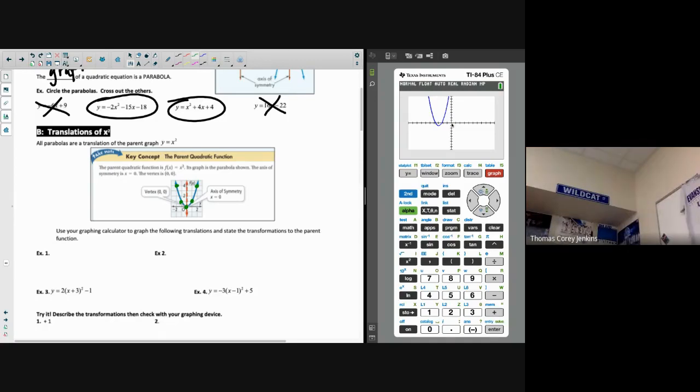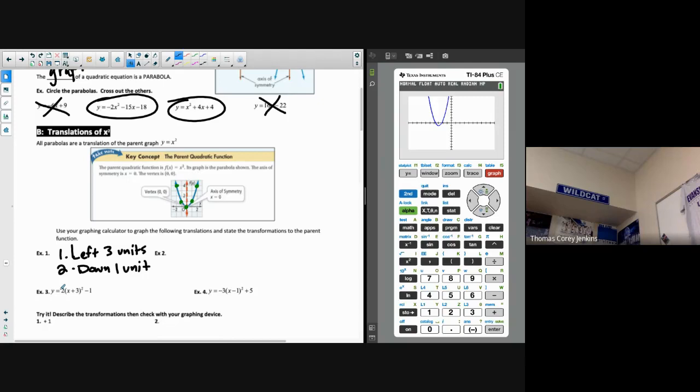So from the parent function, one thing you always look at is where's your vertex. Looks like my vertex is at -3, -1. So we'll start with the easy stuff. The -3 part moved us left 3. Think about what did that, right? The +3 in parentheses. We've heard this before. The -1 outside parentheses is what moved us down 1 unit.